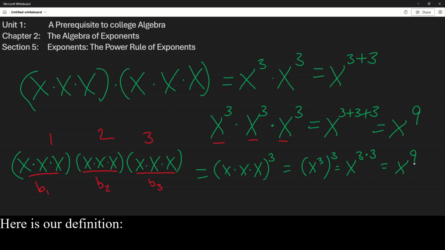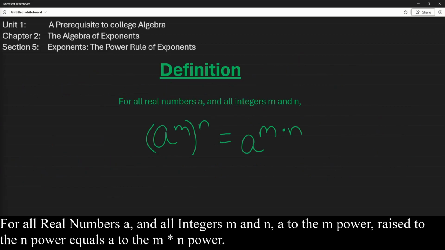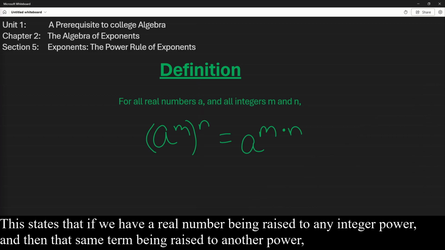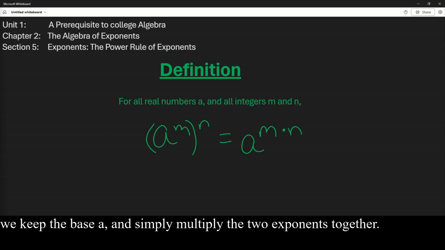Here is our definition. For all real numbers a and all integers m and n, a to the m power raised to the n power equals a to the m times n power. This states that if we have a real number being raised to any integer power, and then that same term being raised to another power, we keep the base a and simply multiply the two exponents together.